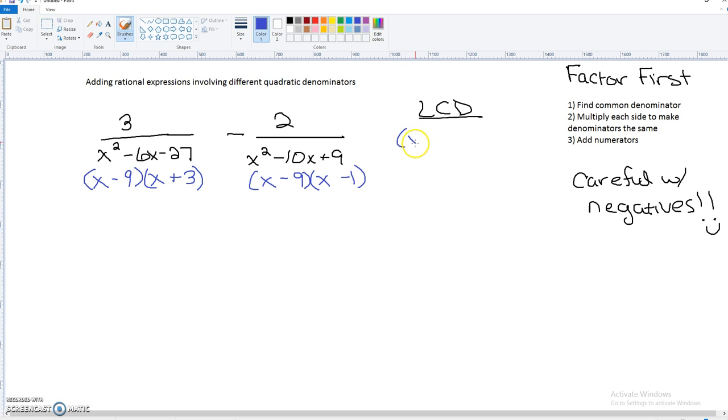So they both have an x minus 9. But one has an x plus 3, and the other has an x minus 1. Okay? So now that we've found our LCD, we're going to write it down here. I'm going to try to do a little bit better on not writing so big. Plus 3. Make sure I don't make that mistake.